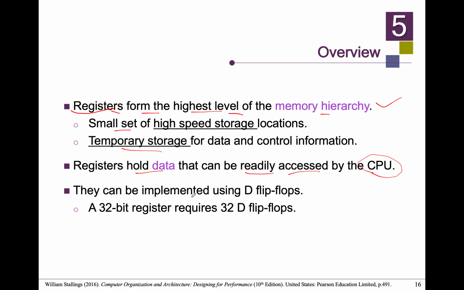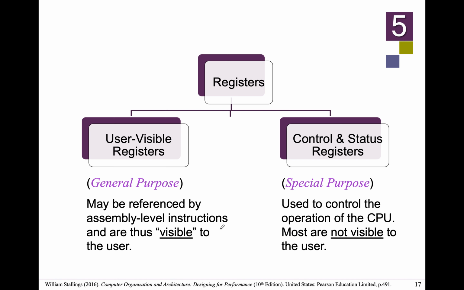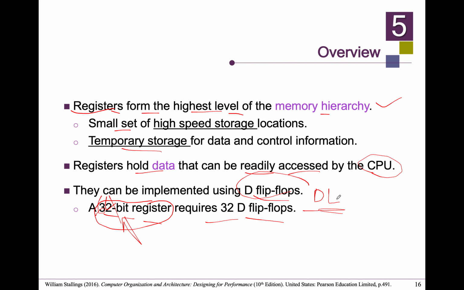They can be implemented using flip-flops. Now we go back to your digital logic subject: the flip-flop. A 32-bit register requires 32 D flip-flops. Wow, you need 32 flip-flops. If you have 64 bits, then you need 64 D flip-flops also. So this is the correlation, and later on you can also see that you need to look into your DL, even parity, odd parity; it's also in your COE subject.